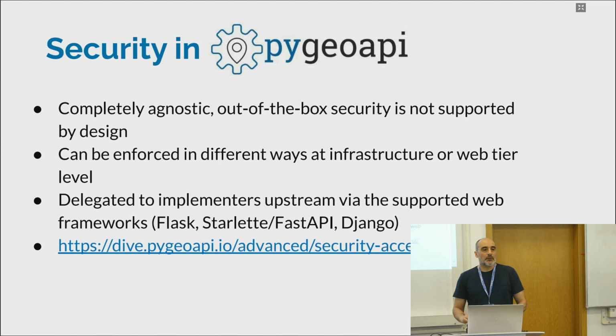We didn't support security out of the box because we want to be agnostic. Now, obviously, security can be achieved at different levels. You run your pygeoapi server, and you basically publish it on a private network, and that's it.